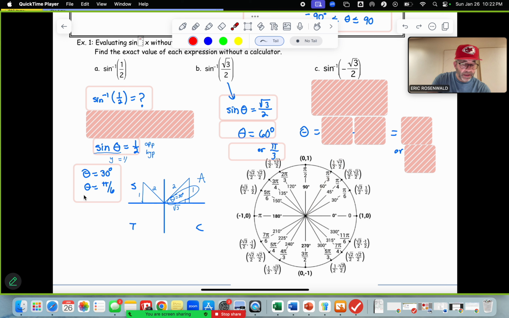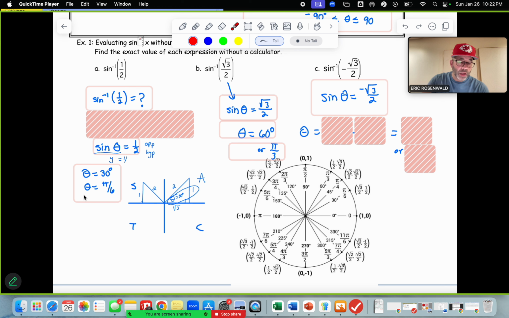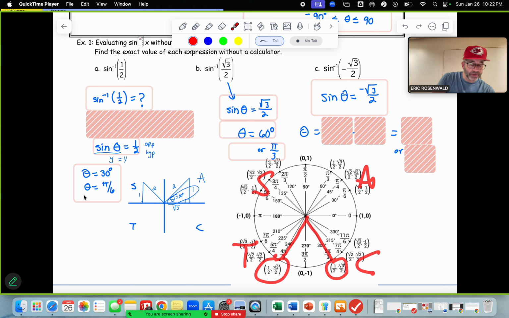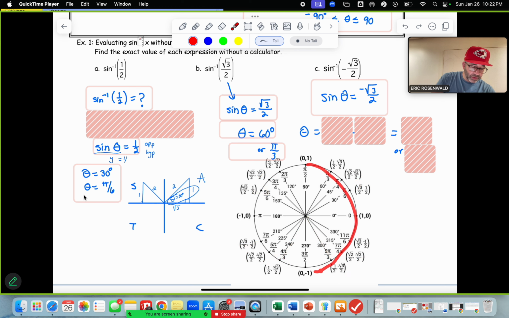Okay. For the next one, it says the sine of what angle is equal to negative √3/2? Well, negative √3/2 is right here, and then right here is the other one, right? It says that the sine is equal to negative. Well, this is All Students Take Calculus, and we know that the sine is negative in both of these. The inverse sine can only exist in these two quadrants right here, in this quadrant and in this quadrant, right?